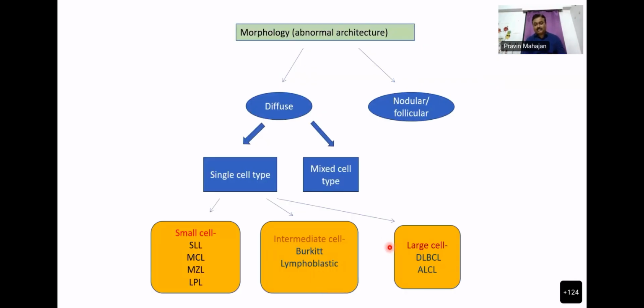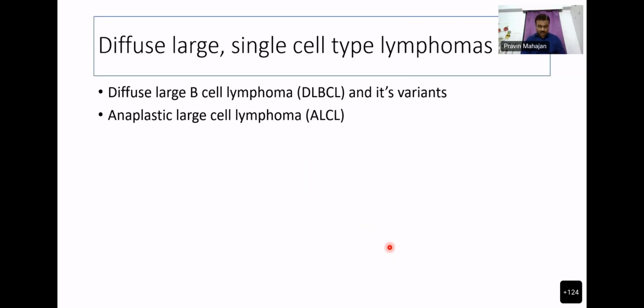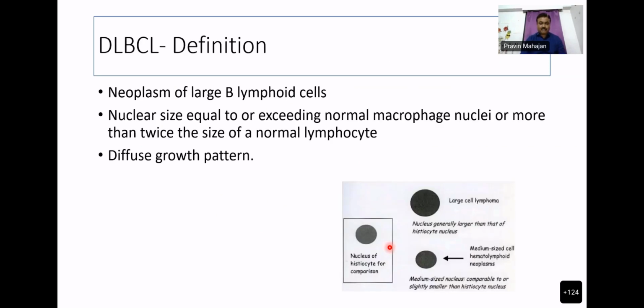Then we'll go now to large cell lymphomas, which are single cell type. The prototype is actually DLBCL and its variants, which, as the name itself says, has diffuse morphology. And there is another large cell lymphoma having diffuse monomorphic morphology, which is anaplastic large cell lymphoma. So again, the definition of DLBCL, as I already mentioned: when do you say large cell or intermediate cell?